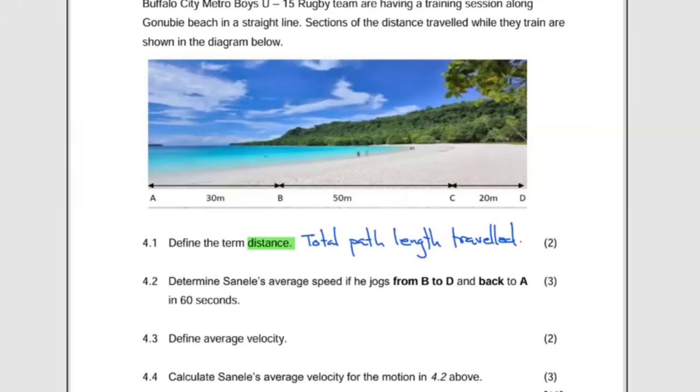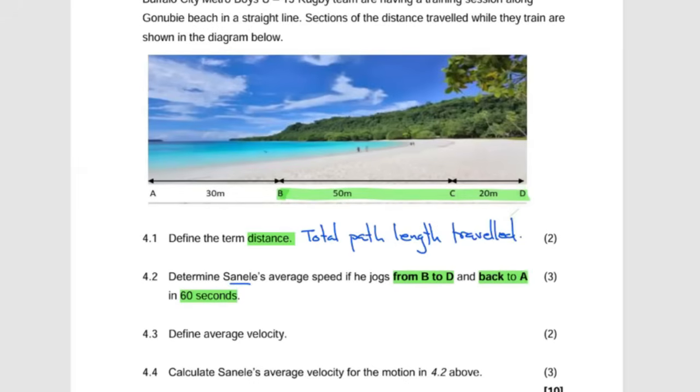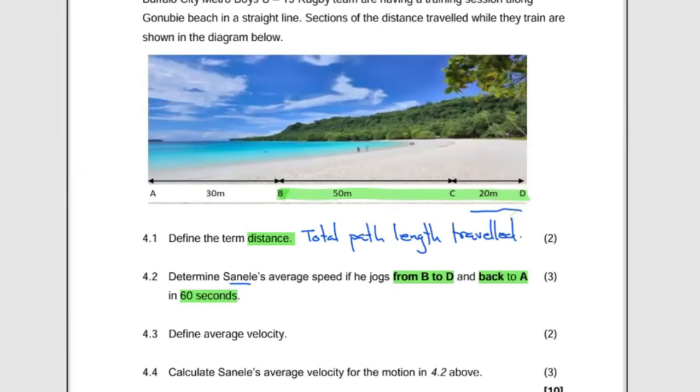Then after that, they are asking us to determine Sanele's average speed, right? So average speed, okay, we're told if he jogs from B to D, right, and then back to A, right, in 60 seconds. So we're given time. So he starts jogging from B until he gets to point D there, right? So then after that, we're told his jog is back to the starting point, which is our A there, right? So now we are supposed to calculate the average speed, right?